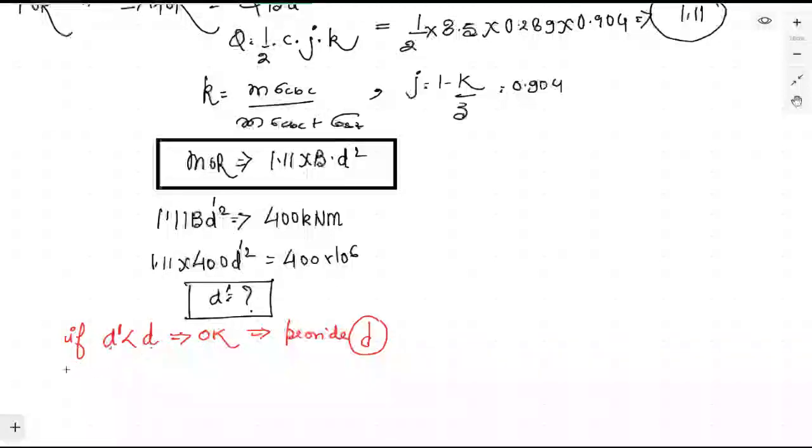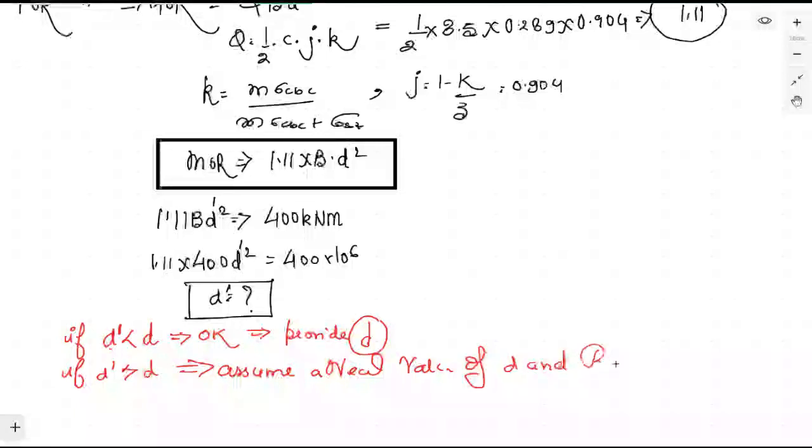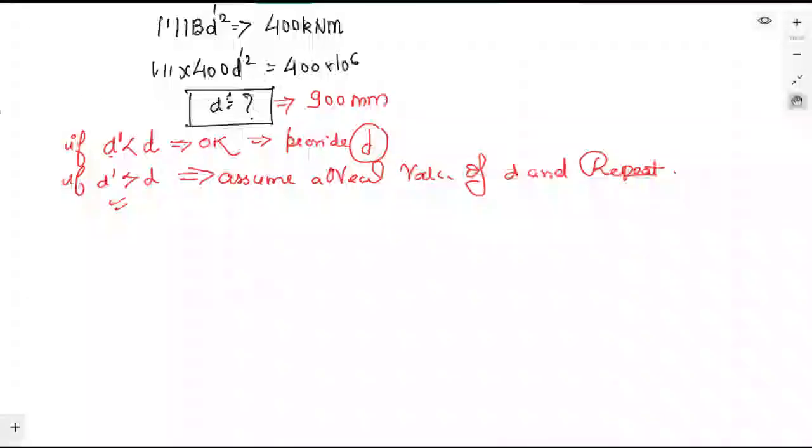If D dash is smaller, fine. But if the calculated value D dash is greater than D, then what you have to do is assume a new value of D and repeat the procedure. For example, suppose this value comes to be 900 mm, while above you assumed D as 800. It means that your section is failing because the required depth is 900 and you are providing 800. Now you have to assume a new depth. If it had come less than 800, say 700, you could have provided 800 and it would be done. Now you have to assume a new depth. Let's say that we are assuming D is equal to 1000 mm.